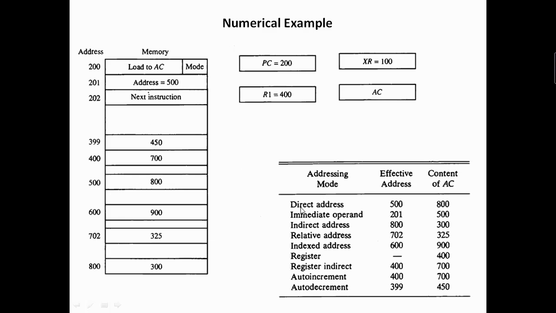Now we can take a numerical example which will give us an elaborative way of understanding all these modes. Say, for example, we have a question here. The question is saying that this is memory and this is the address of memory, and it is saying that at address 200 there is an instruction. In fact, the instruction starts at 200 and ends at 201.